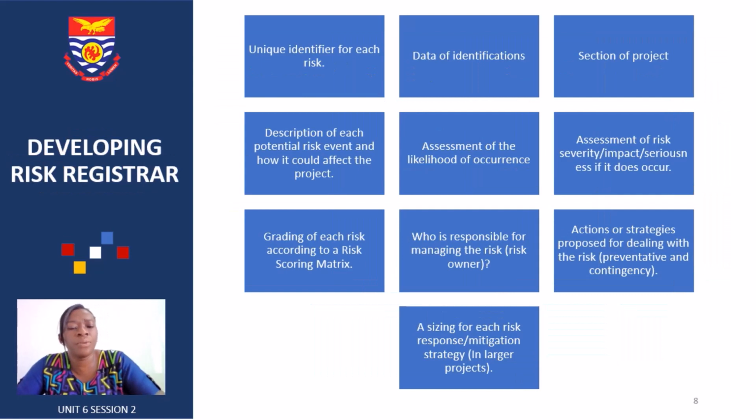Once you've been able to do that, we need to develop our risk register. You need a unique identifier for each risk. The items on the risk register usually include these, but are not limited to them. First, a unique identifier for each risk, and the date identified. There are sections of the project, and a description for each potential event or risk that could happen. An assessment of the likelihood of it occurring, and the severity, or the degree to which it will affect us when it happens. The grading or scoring of the risk is also there, who is responsible for managing that risk, and the actions or strategies to be carried out just in case that thing happens. And for those on larger projects, a sizing for each risk response or mitigation strategy. These are things which usually go into our risk register.